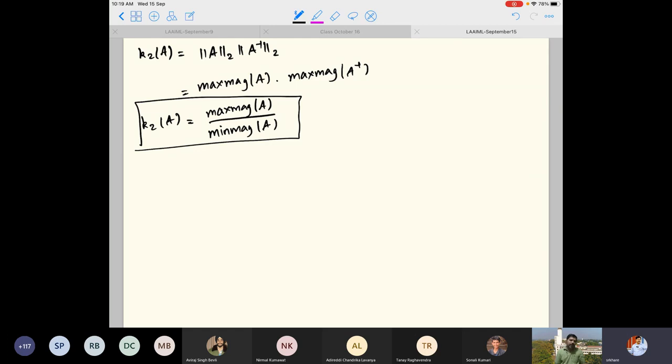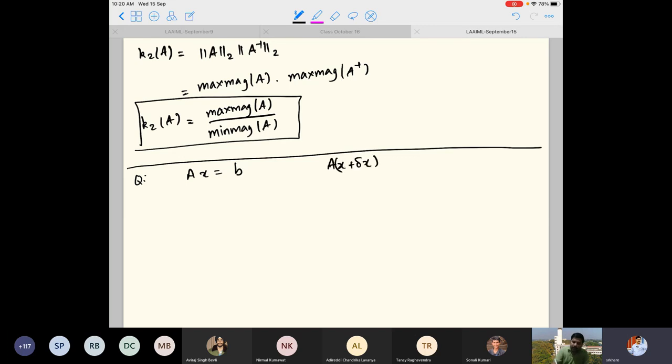Okay, so now I had asked you a question a while back. The question was, you have Ax = b, and you have A(x + delta x) = b + delta b, right? Now you know that if the condition number of A is very large, such a matrix we'll call an ill-conditioned matrix.